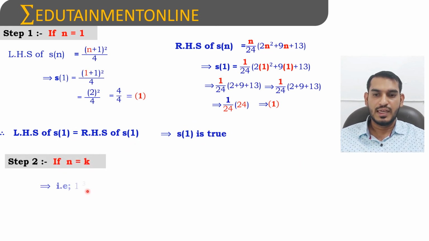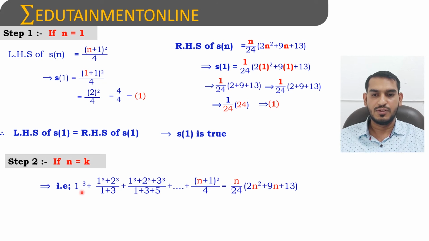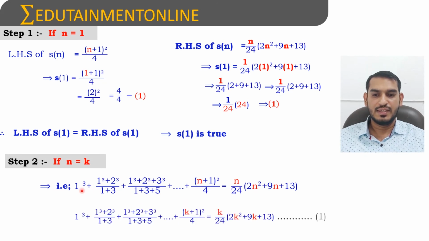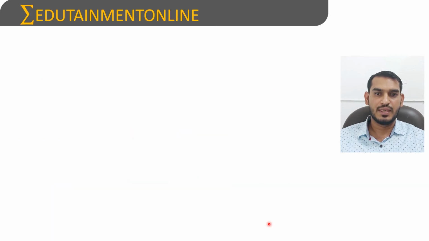Now assume that S of n is true for n equals k. So we can write the given series as 1 cube by 1, plus 1 cube plus 2 cube by 1 plus 3, plus 1 cube plus 2 cube plus 3 cube by 1 plus 3 plus 5, and so on up to the kth term, which is k plus 1 whole square by 4, is equal to k by 24 into 2k square plus 9k plus 13.